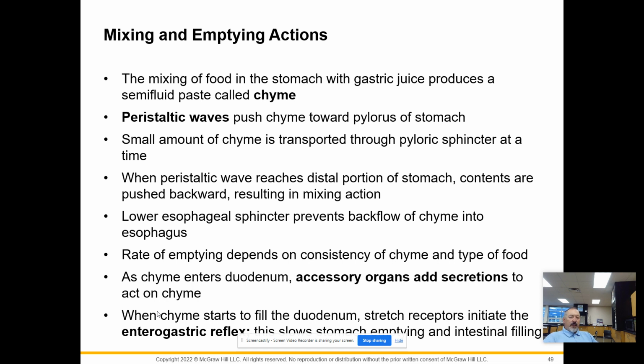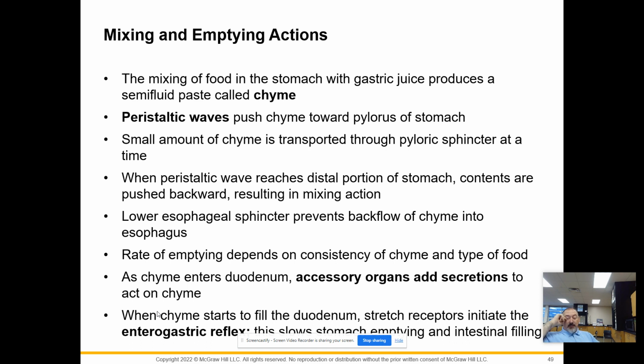So the emptying rate depends on the amount of chyme and the type of food. When all is said and done, it's going to enter into the duodenum. I hear some people call it the duodenum potato. So the accessory glands are going to add secretions. We will look at those that are going to act on the chyme as that enters the small intestine.